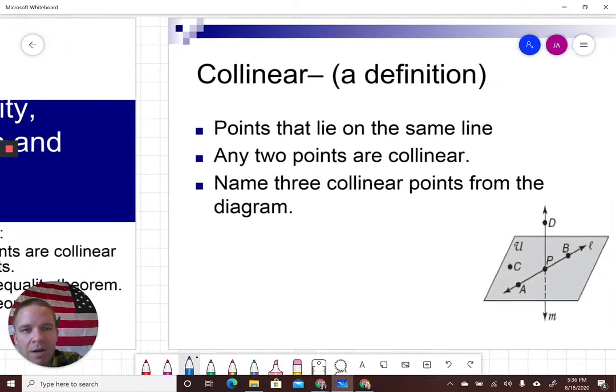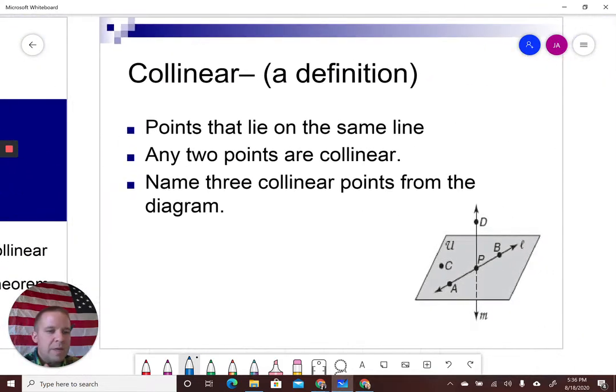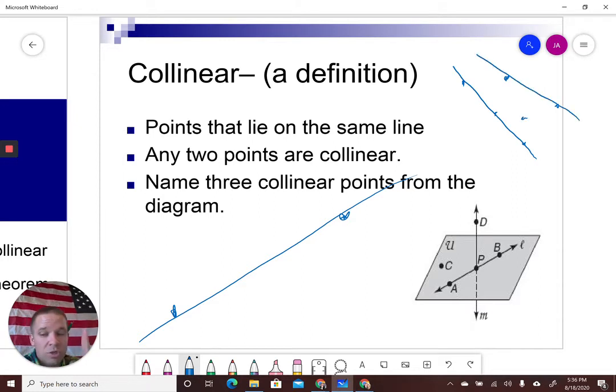First off, collinearity. Collinear just means the points lie on the same line. Co-linear, linear being line, right? They're on the same line. So any 2 points are going to be collinear. No matter where 2 points are, I can draw a line through them. Am I guaranteed to get 3 points on a line? Sometimes it might work out, but sometimes it might not. But still, any two could be on the line.